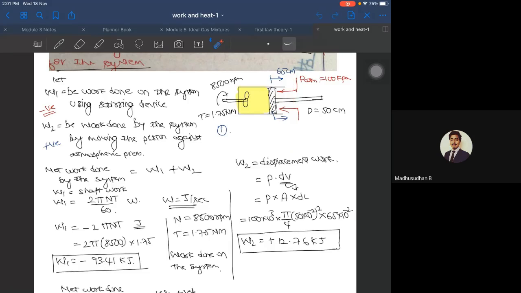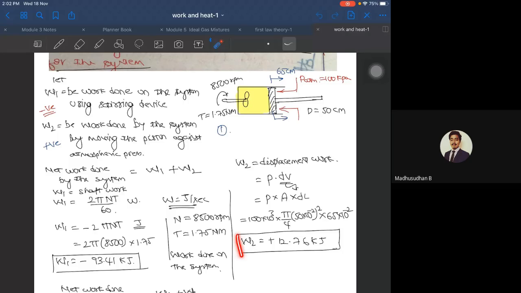Okay, so that's why your dV can be written as A into dl. P is the atmospheric pressure against which the piston has to work, that is 100. A is the area of cross section, so 50 centimeter he has given, so pi d square by 4. You can use this to calculate the area of cross section. And dl is the change in the length, which is 65 centimeter, to which it is moving.